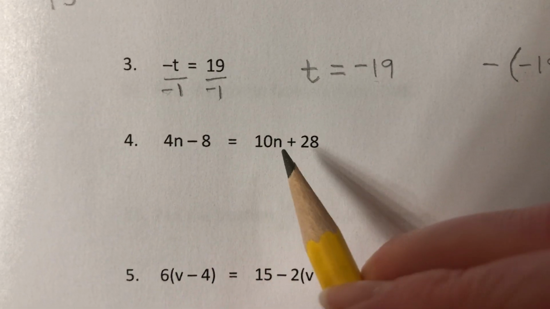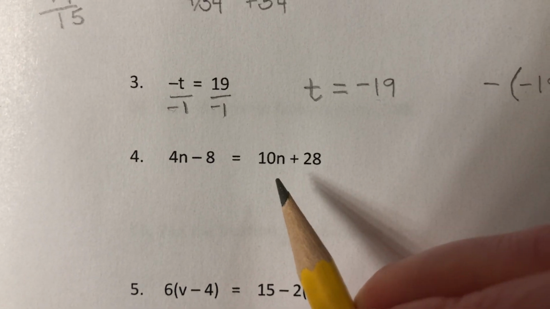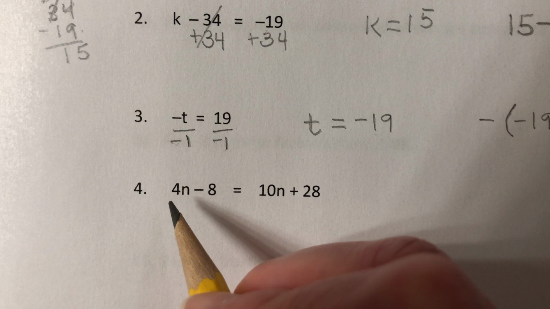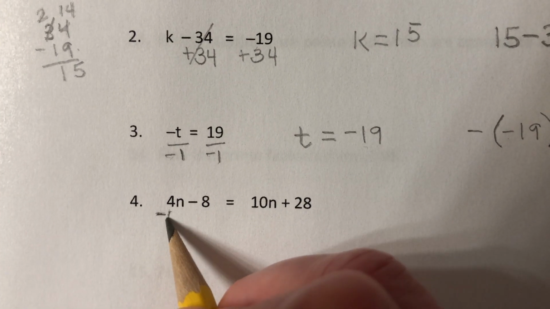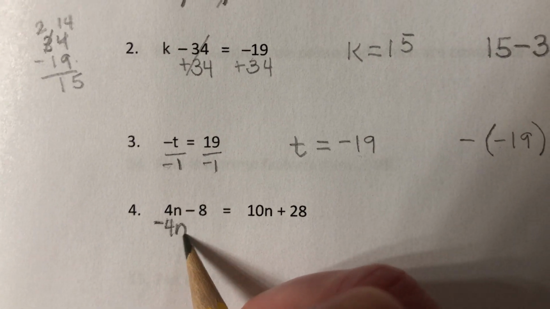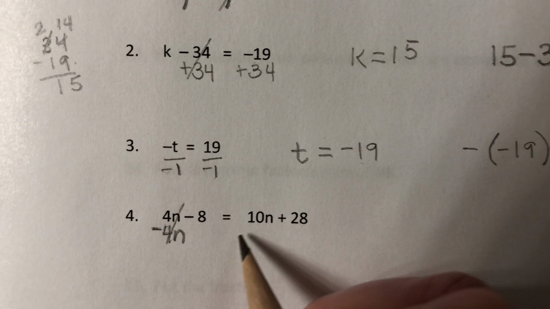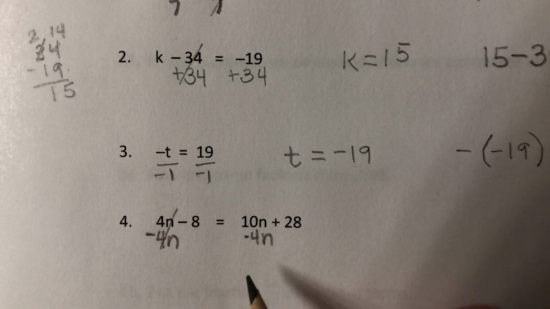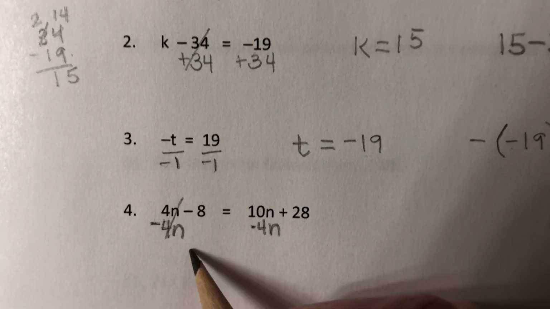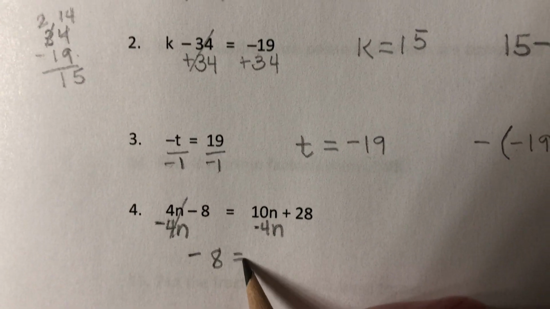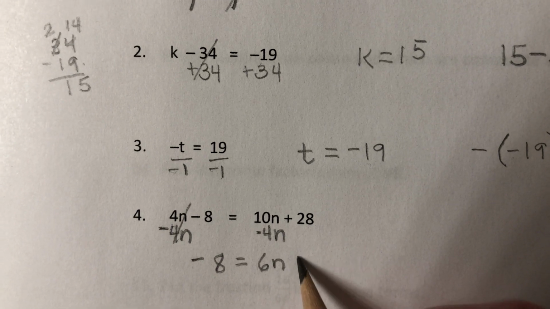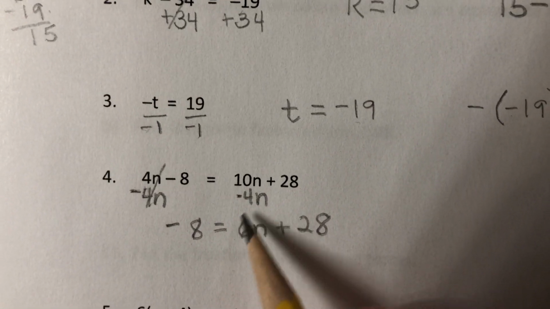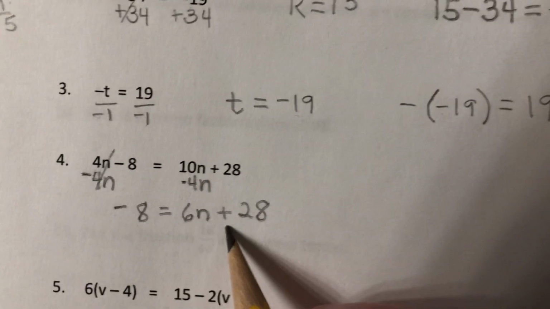In this one, I've got variables on both sides of the equation. So I want to get all of my variables on one side, all of my numbers on the other. So I'm going to remove 4n from this side of the equation. Whatever I do on one side of the equation, I do the same thing on the other. So I'm left with negative 8 equals 6n plus 28.